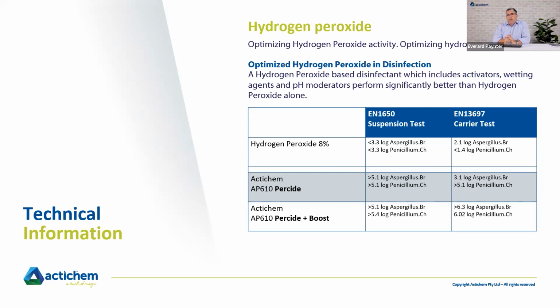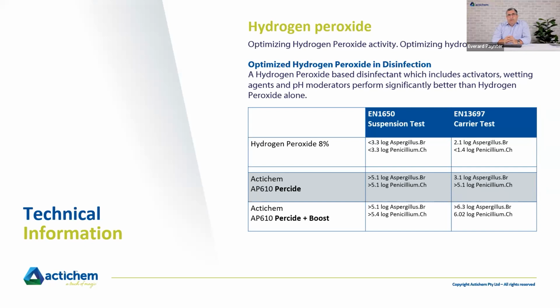So hydrogen peroxide on its own, both on the suspension test and on the carrier test, we're getting very poor results. So for instance, the 3.3 log reduction in Penicillium equates to only a 99.9% reduction as a kill rate, whereas the Percide is getting over a 5 log reduction. That is a 99.999% reduction of those Penicillium spores.